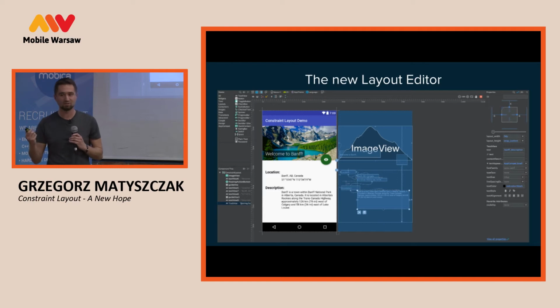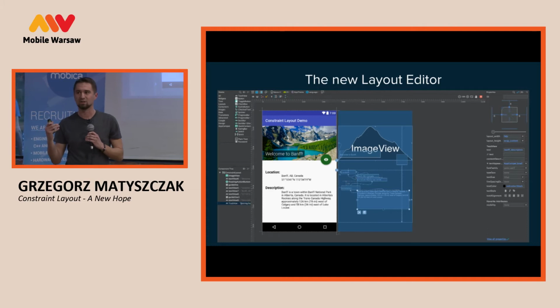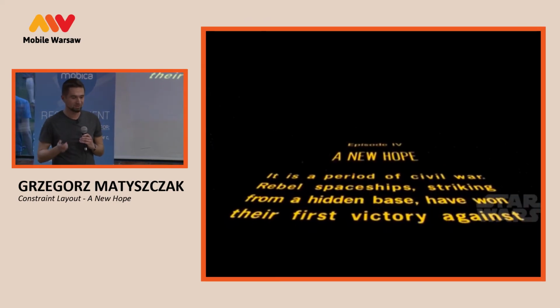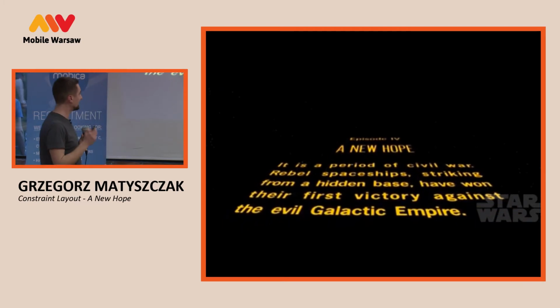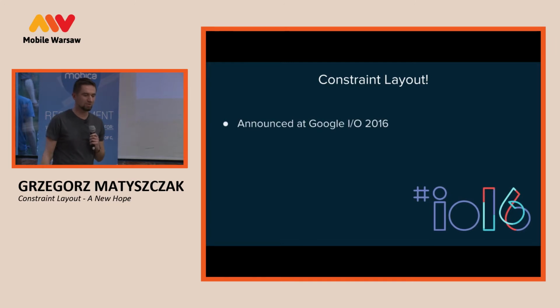But for a while now, we have a new layout editor in Android Studio. And it would be actually nice to have a layout that is tied with the new layout editor, so we can easily drag and drop stuff and build a layout just with this graphical tool. And here it is, A New Hope. Its name is Constraint Layout. It was first introduced at Google I/O last year. I didn't mention it's a library from Google, so big stuff.